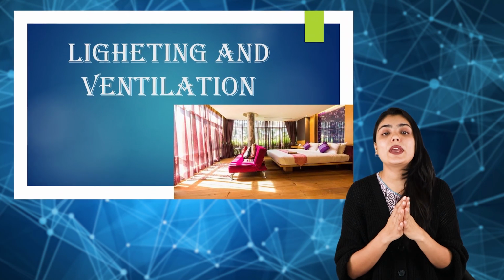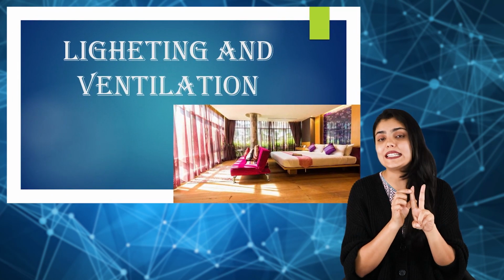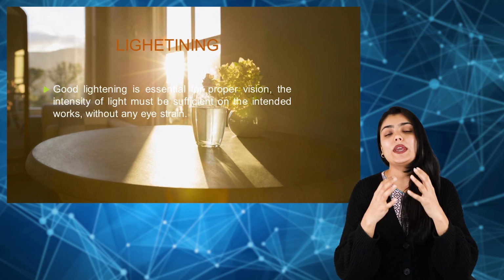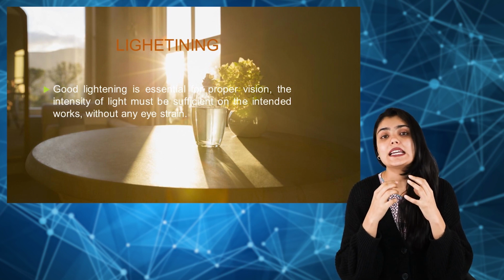In this session today, we are going to discuss two different components under environment, which are lighting and ventilation. Anything that immediately surrounds man is considered his or her environment. It constitutes living as well as non-living things. Lighting is one of the major components of our environment. We cannot imagine our life without light, right? So good lighting is important.